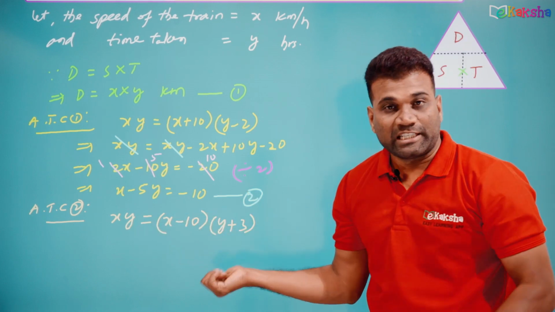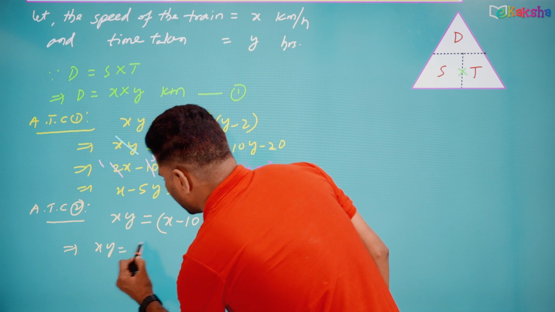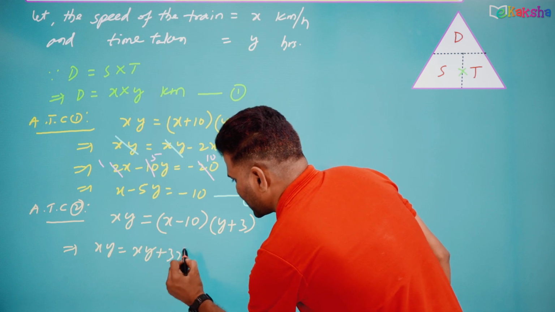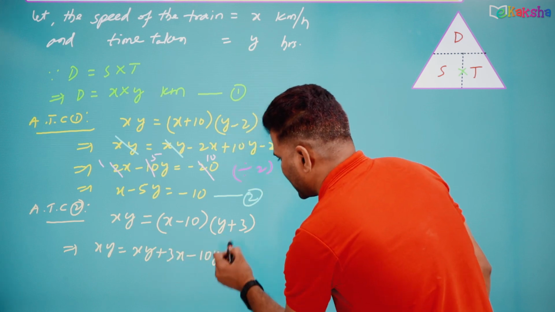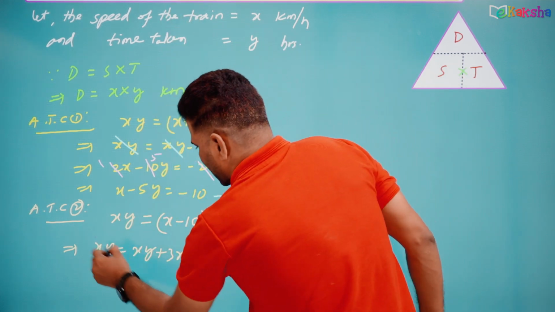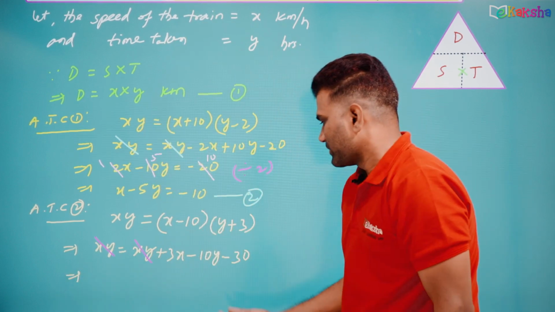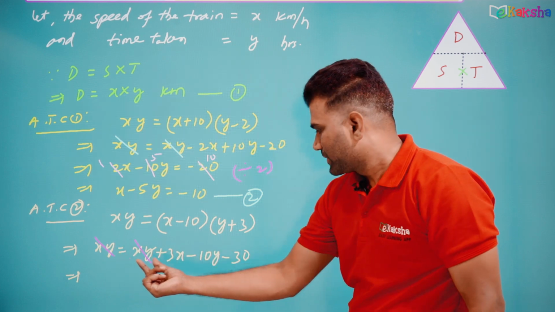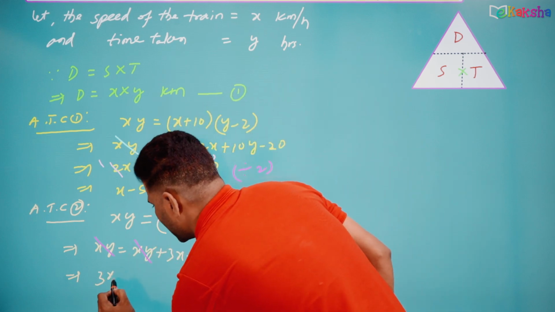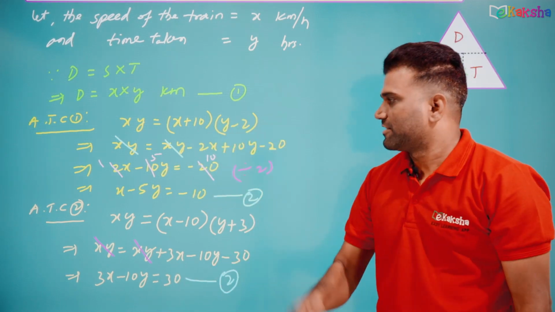Now I am reducing this equation into linear form. So again we need to do some manipulations. xy is equal to x into y, xy, on multiplying these two, okay: x into 3, 3x, minus 10 into y, minus 10y, minus into plus, minus 10 times 3, 30. Again here on both sides xy gets cancelled. Then on shifting this negative 30 to this side, 3x minus 10y is equal to 30. We have got another linear equation.